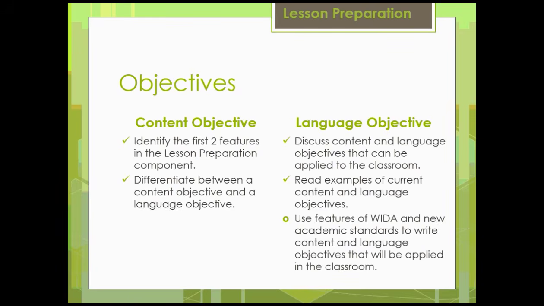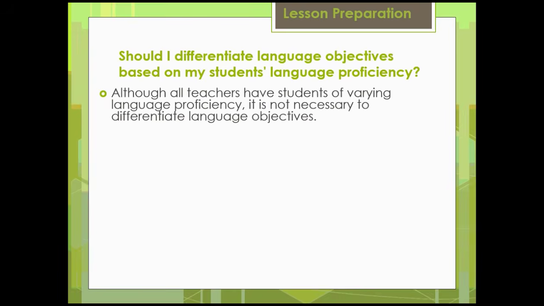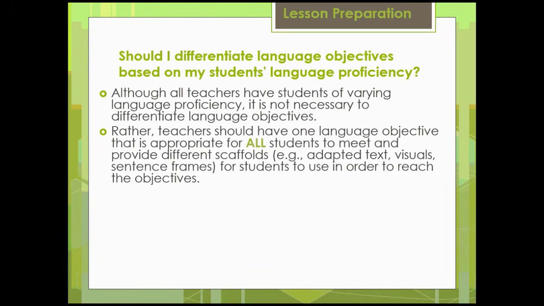We're going to use features of WIDA and new academic standards to write content and language objectives that will be applied in the classroom. So should you differentiate language objectives based on your students' language proficiency? Although all teachers have students of varying language proficiency, it is not necessary to differentiate language objectives. Rather, teachers should have one language objective that is appropriate for all students to meet, and then provide different scaffolds such as adapted text, visuals, sentence frames for students to use in order to reach the objectives.